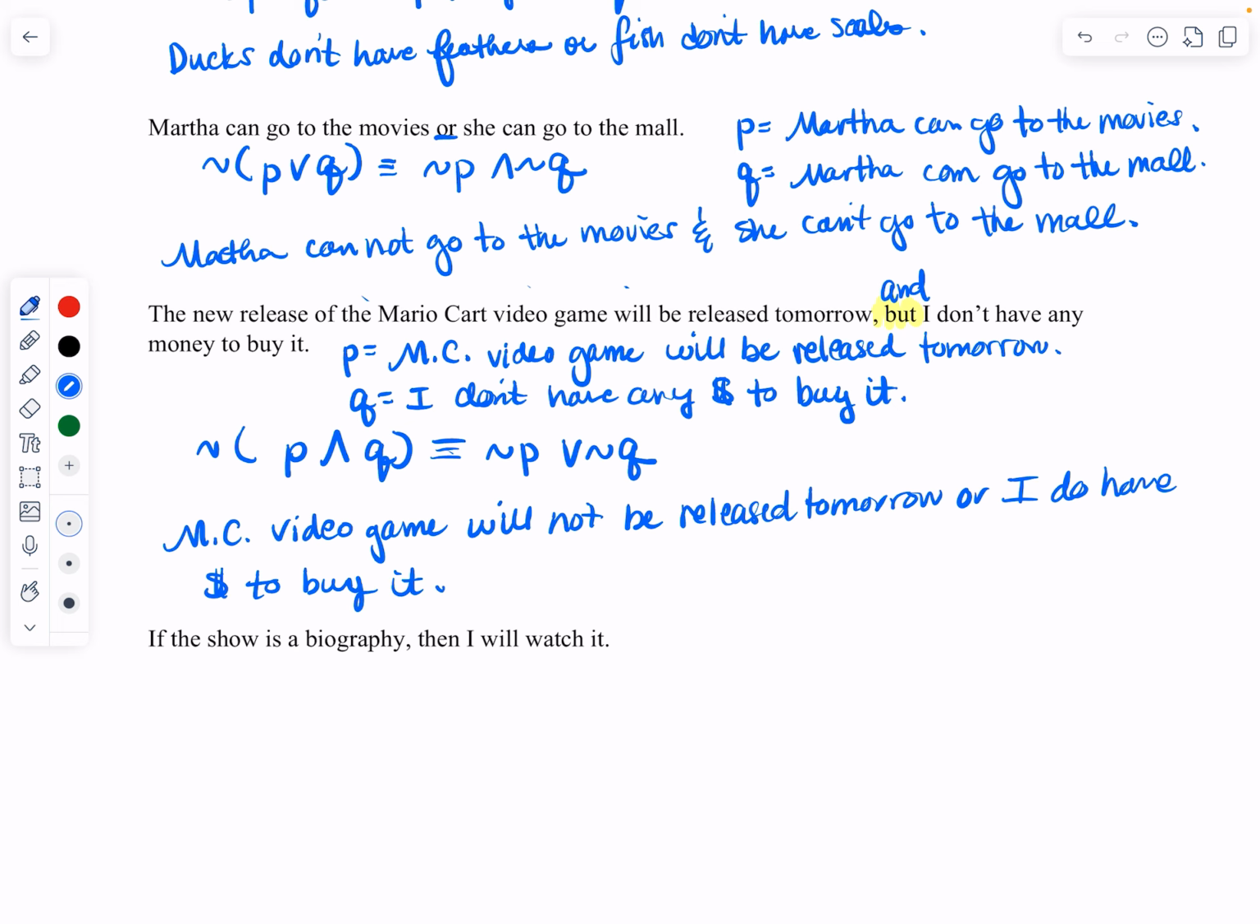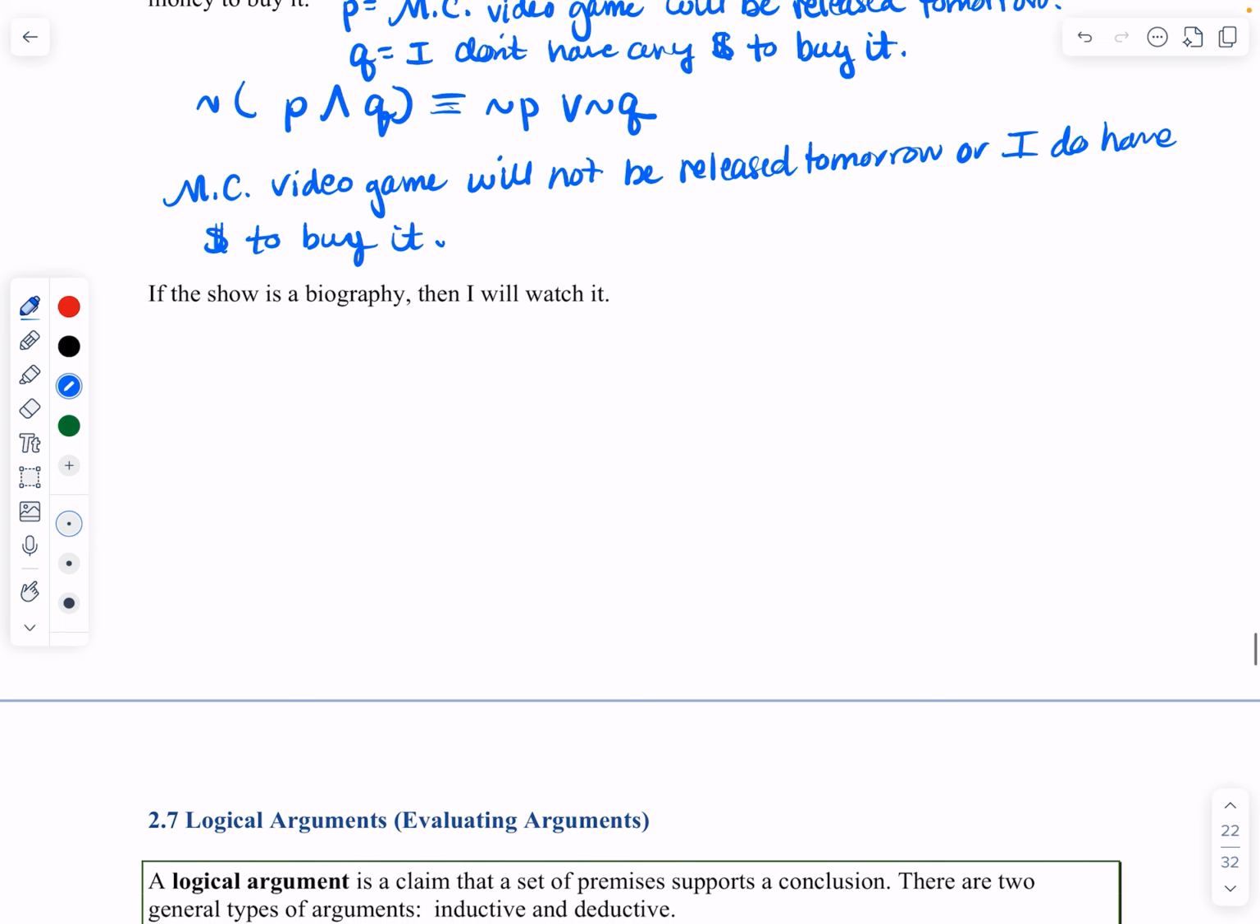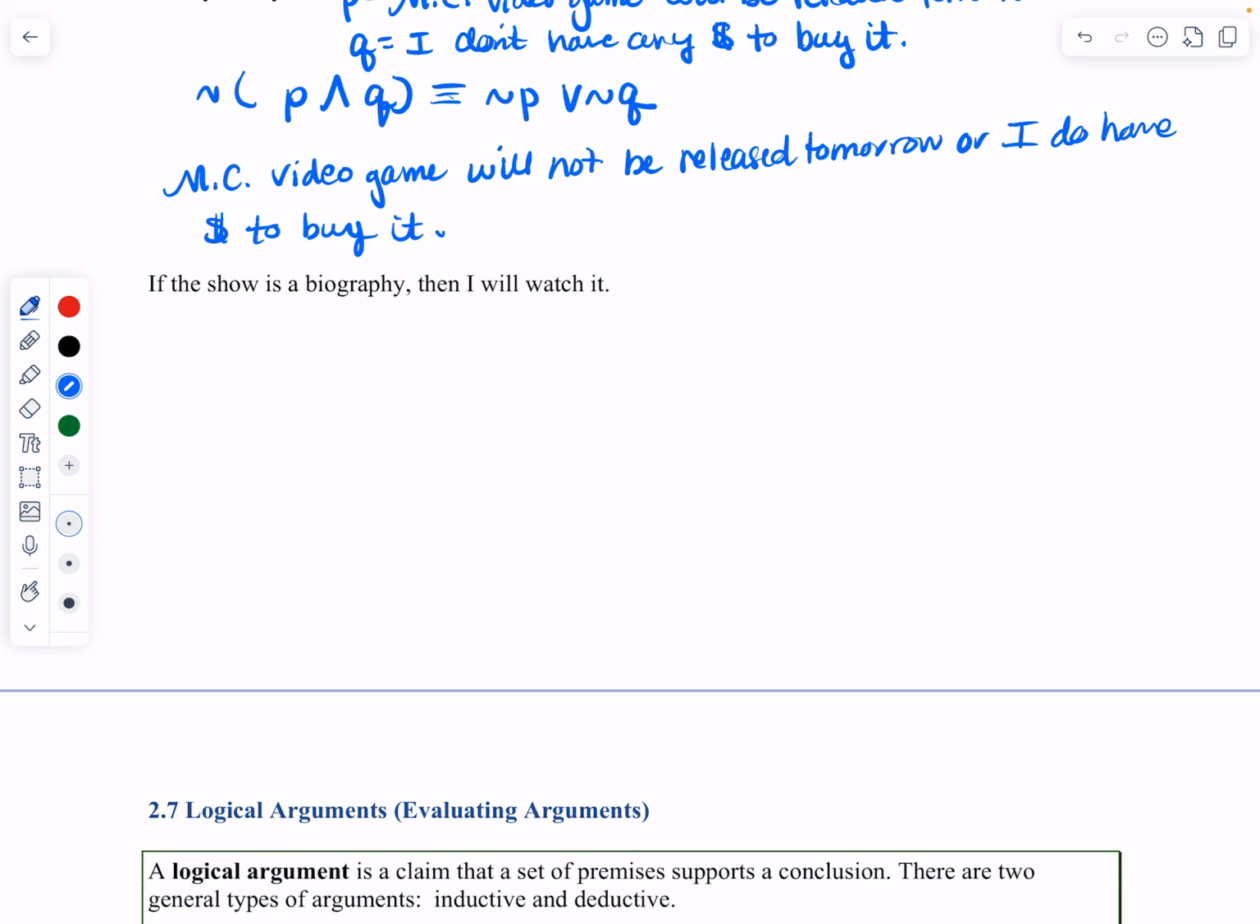Now let's look at this one. By the way, this is the last example of 2.6. Yay! If the show is a biography, then I will watch it. P is going to be the show is a biography, and Q is going to be I will watch it.